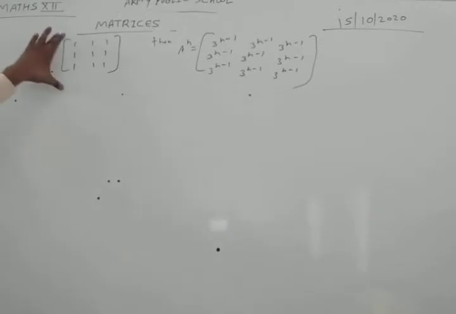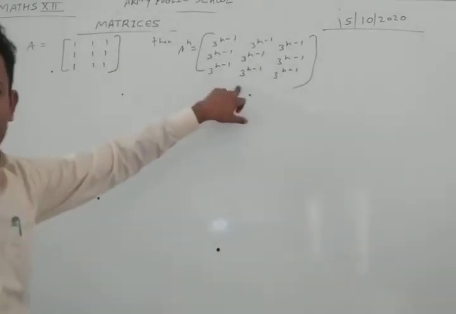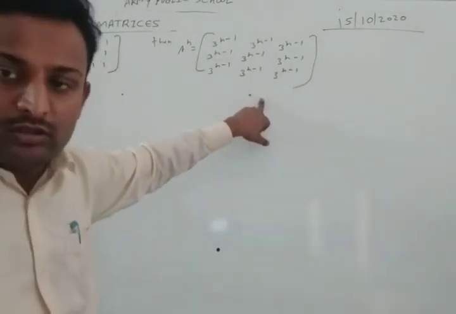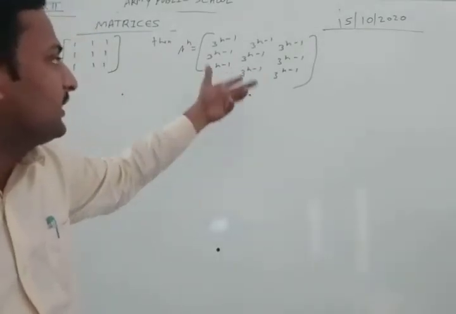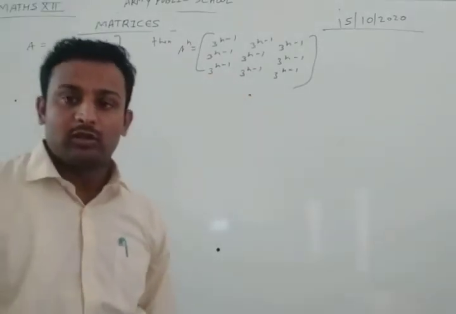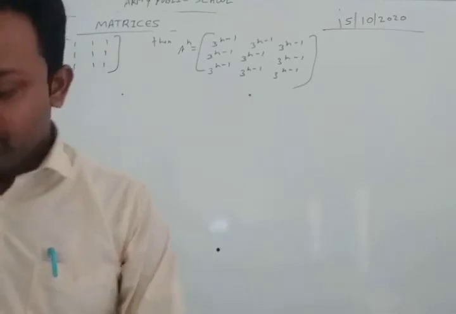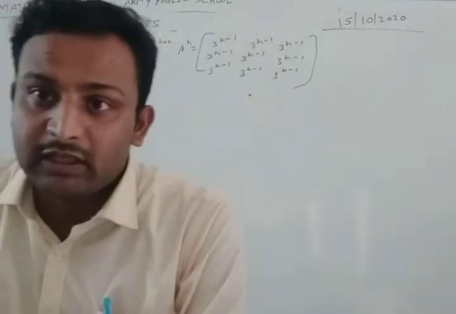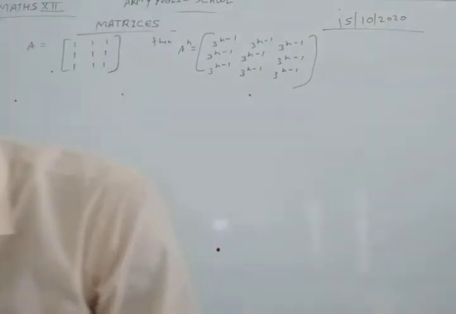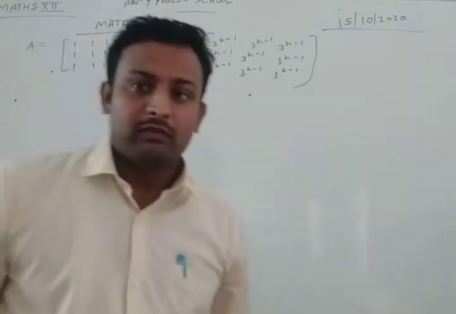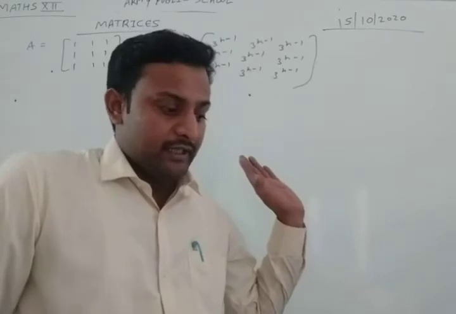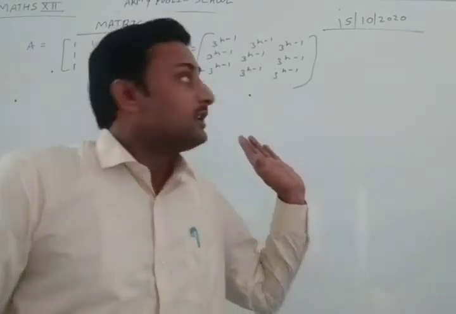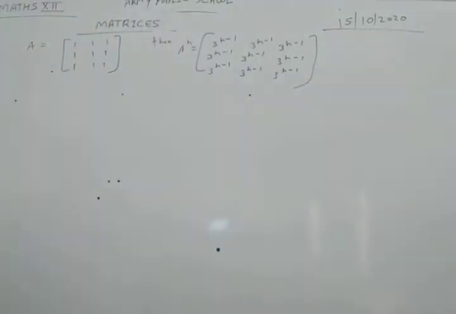Okay? Our A is this, then we have to prove that A to the power n is this. So what we will do here, this question we will solve by the method of principle of mathematical induction. Okay. So in this method what we will do, we will take it first. Let solution.